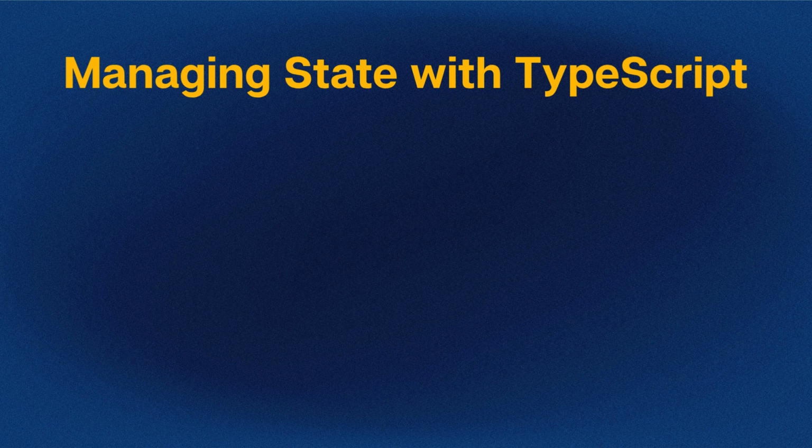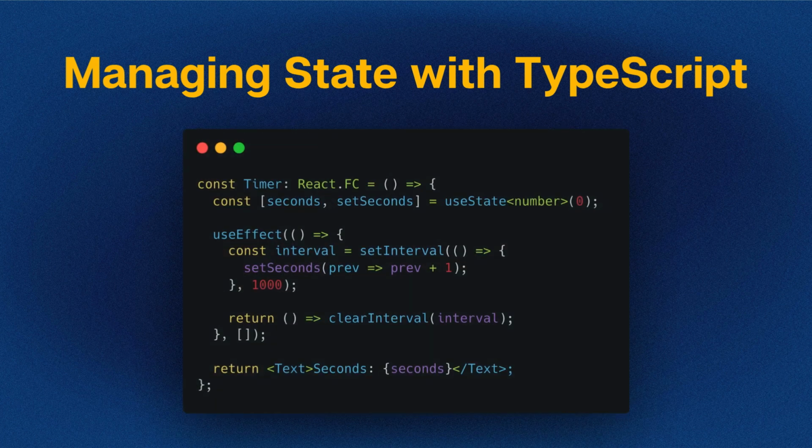State management is another critical aspect where TypeScript shines. By defining types for your state, you help ensure consistency across your application. Let's look at a component using the useState hook with TypeScript. In this timer component, seconds is explicitly typed as a number. This ensures all operations on this state adhere to the defined type, preventing type-related bugs.